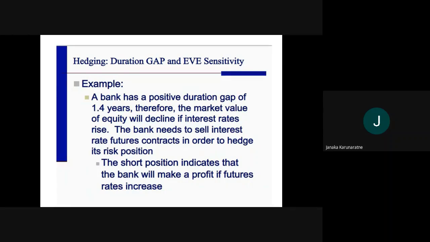The bank has a positive duration gap of 1.4 years. Therefore, the market value of equity will decline if interest rates rise. The bank needs to sell interest rate futures contracts in order to hedge the risk position. The short futures position indicates that the bank will make a profit if futures rates increase. Okay. So if you have a positive duration gap, you had better sell futures contracts. Okay.